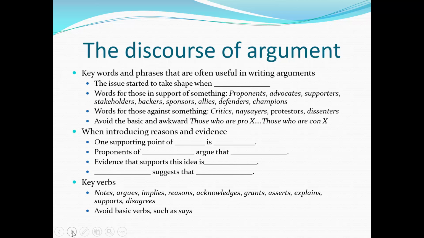They're words and phrases that might help you handle your topic. If you're talking about groups that are in support of your topic, you might call them proponents, advocates, supporters, stakeholders, backers, sponsors. If you're talking about people who are against you, you might say critics, naysayers. I like that, naysayers. It sounds so 1800s or something. Protesters, dissenters.